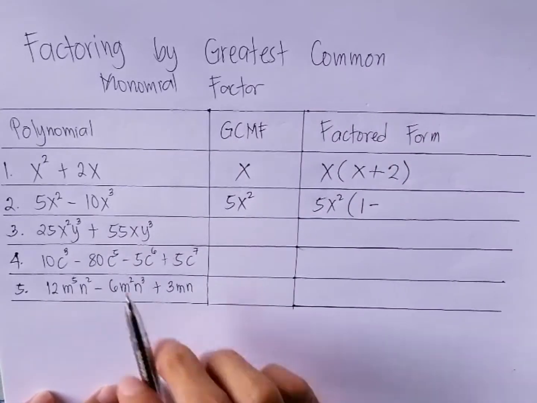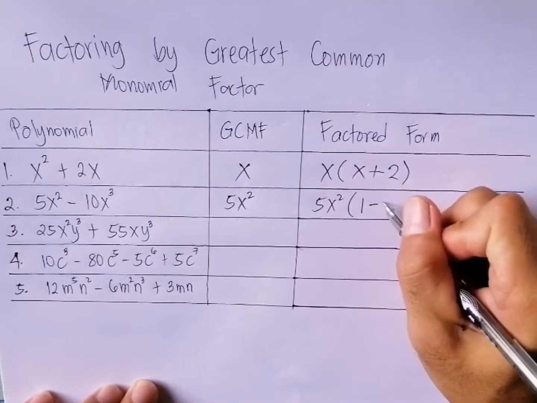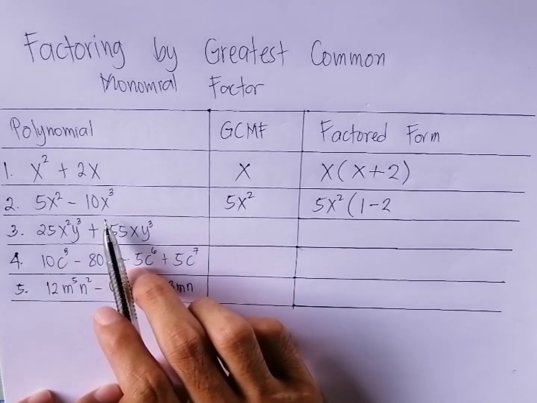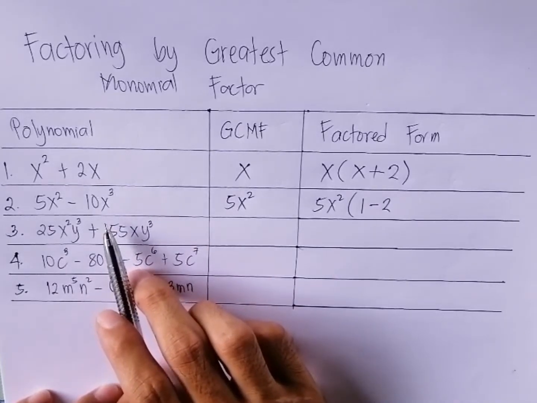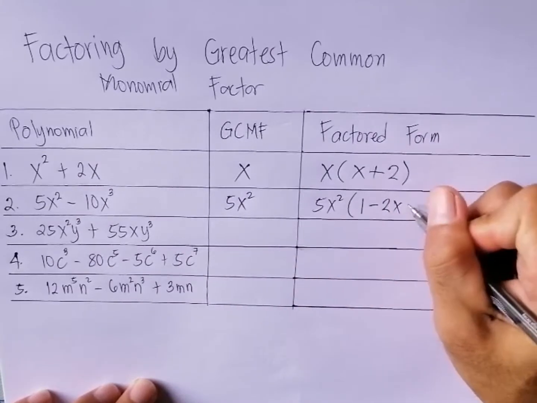minus 10 divided by 5, that is 2, and x cubed divided by x squared is equal to x.